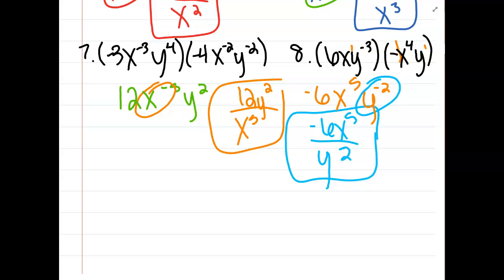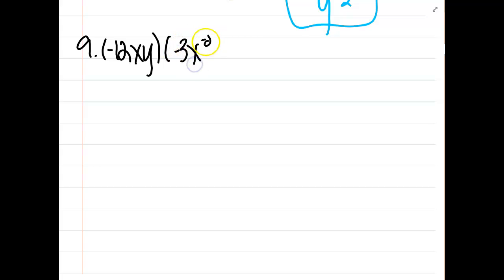Okay, just a couple more. Okay, number 9. In parentheses, negative 12xy, and then in parentheses, negative 3x to the negative 2nd, y to the negative 2nd. Once again, and all of your problems today are going to be this way, guys. It's just a bunch of negatives being multiplied together. So multiply the things together that you can. So I can take negative 12 times negative 3. Should give me a positive 36.